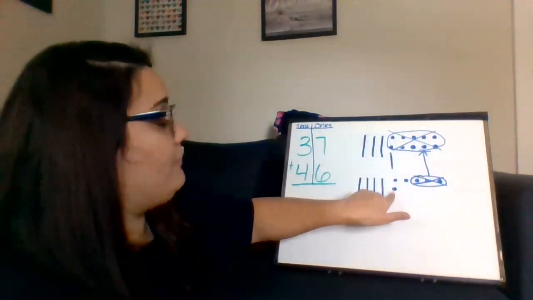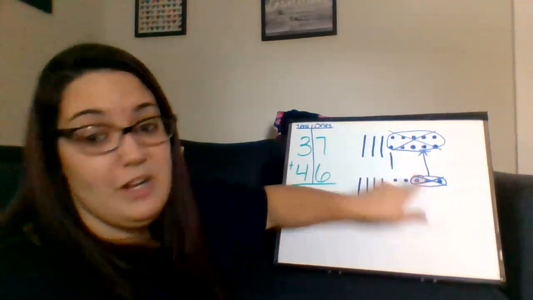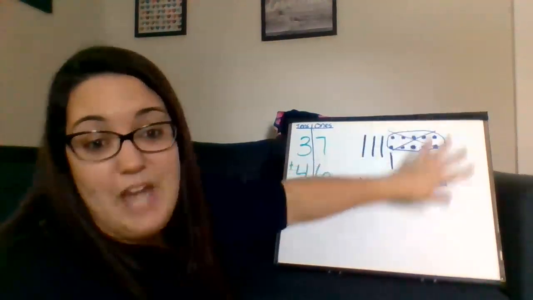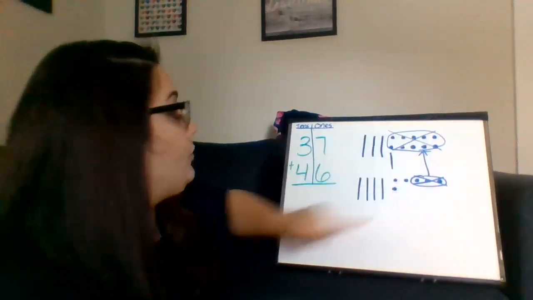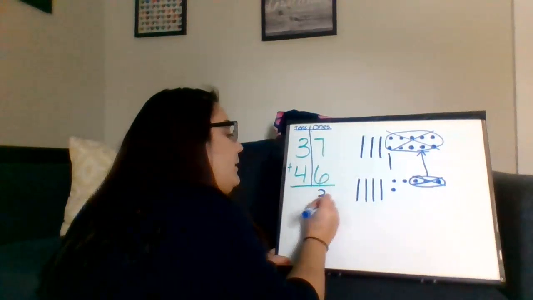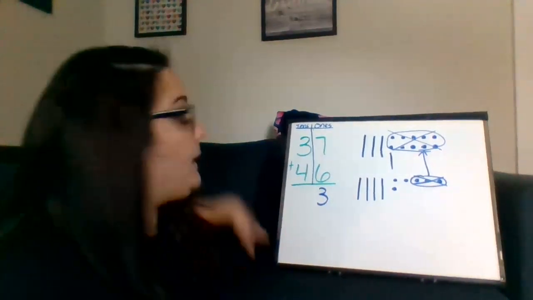So let's count up our ones. I have 1, 2, 3 ones that are left out. They have not been circled. They have not been used to make a 10. There's 3 of them. So I'm going to put my 3 in my ones column.